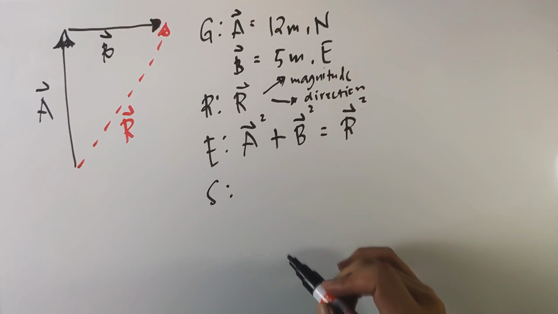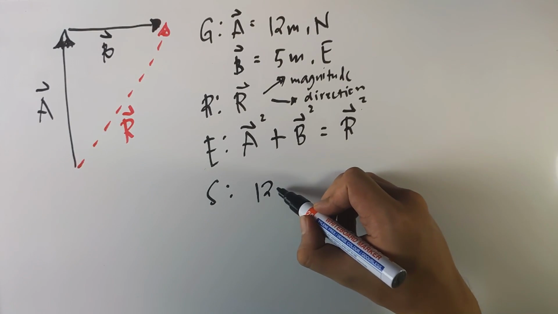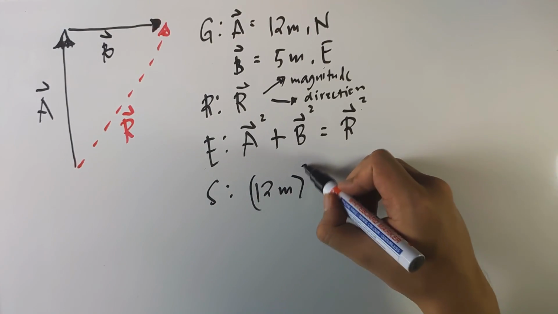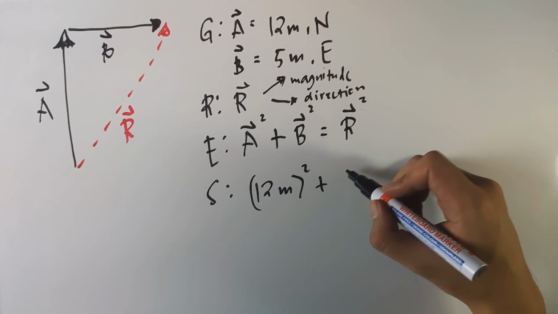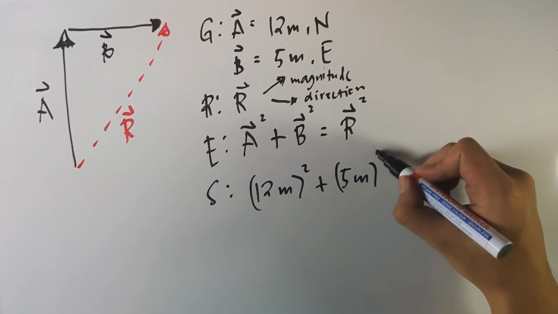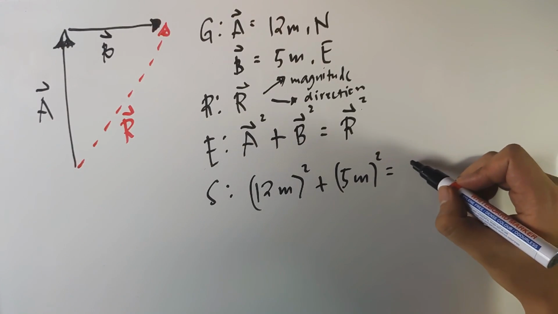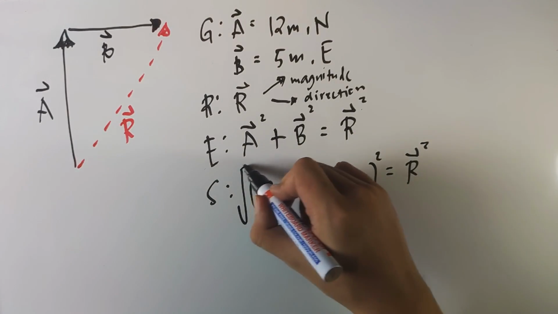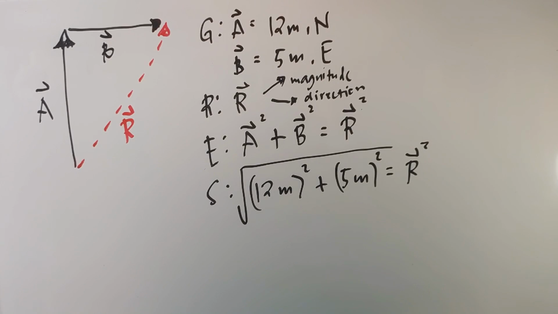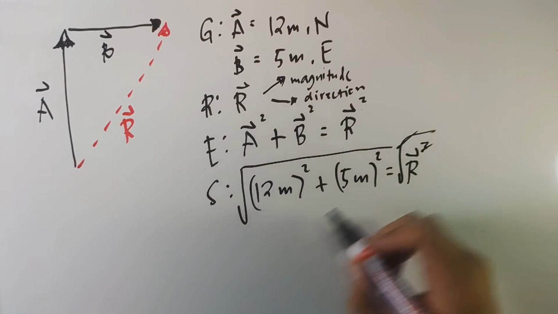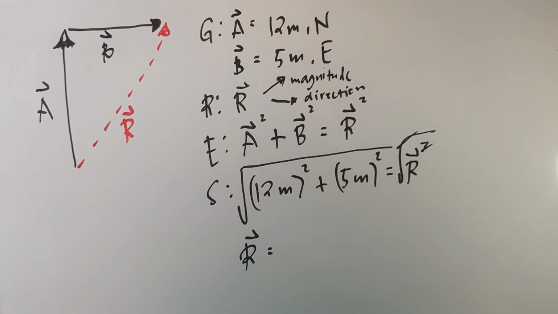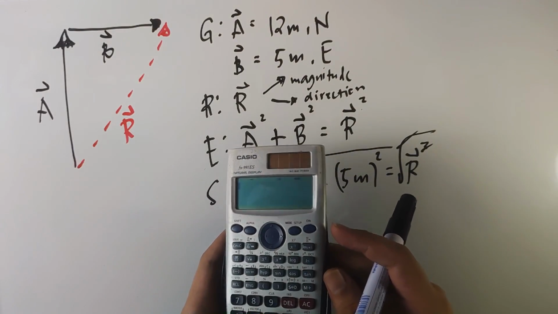So substitute the values. We have 12 meters squared plus 5 meters squared equal to R squared. Then of course square root both sides, since what we really need is just the R, or the resultant vector. Input that on our calculator. Let me grab mine. I hope you have yours as well. Let's take a look. Can you see it?